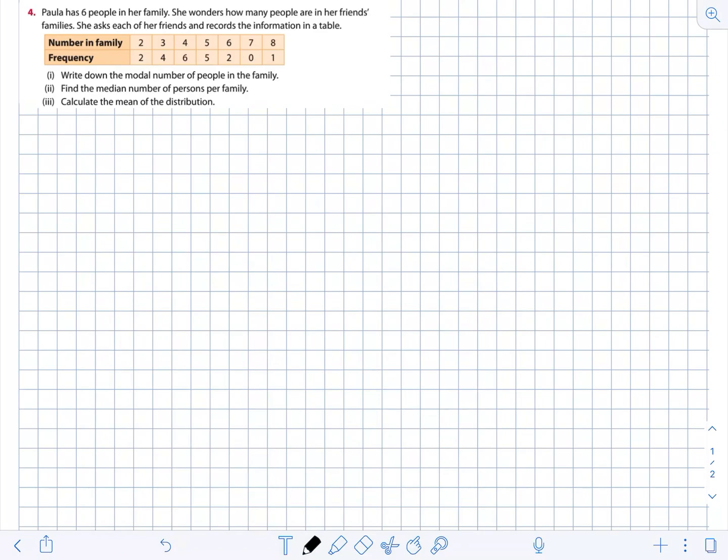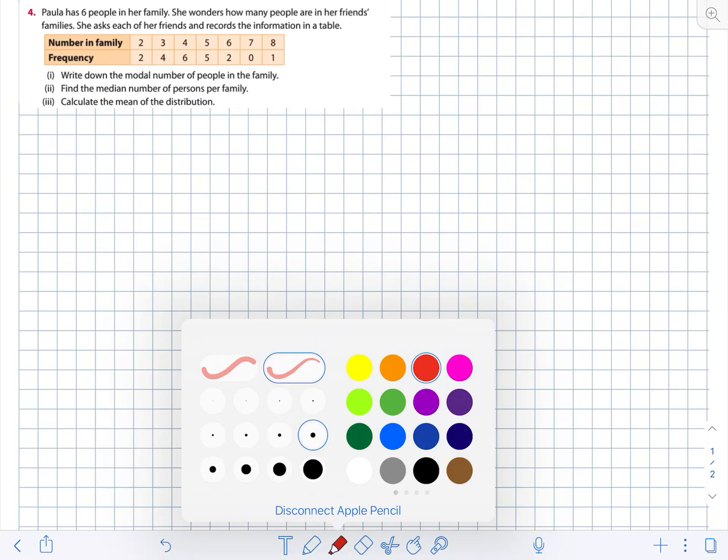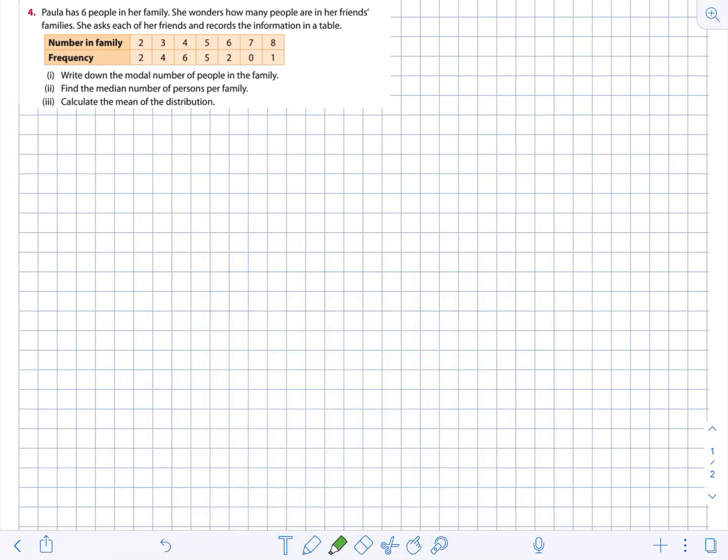So we're looking for the biggest frequency to answer that question. So if we maybe highlight it in green or something, we're looking for, in this row here, the one with the biggest frequency. And that is this one here. So the modal number of people in a family is 4. The mode equals 4.